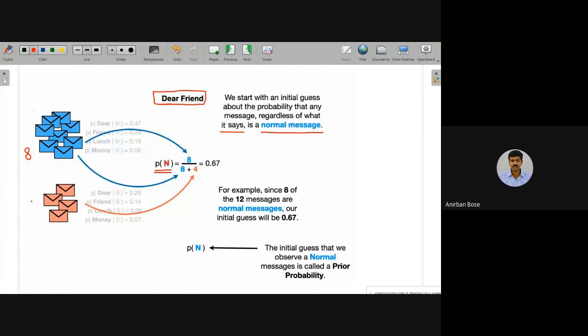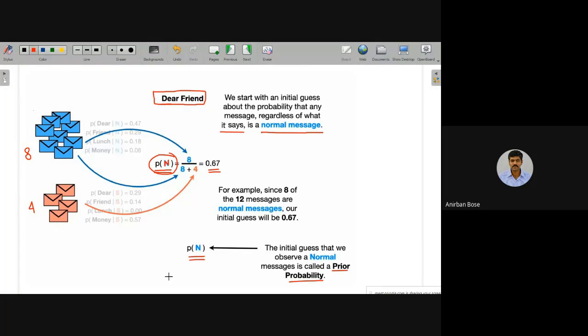And how many are spam messages? You can see there are 4 messages which are spam. So what is the probability of the normal message? That is very simple, 8 by the total number, that is 8 plus 4. So the probability of the normal messages we can easily find out. Okay. Then this initial guess that we observe a normal message is called the prior probability. This is what is called the prior probability.